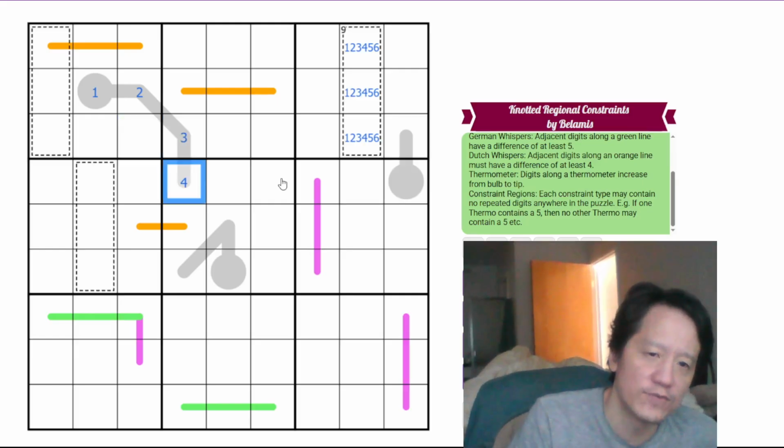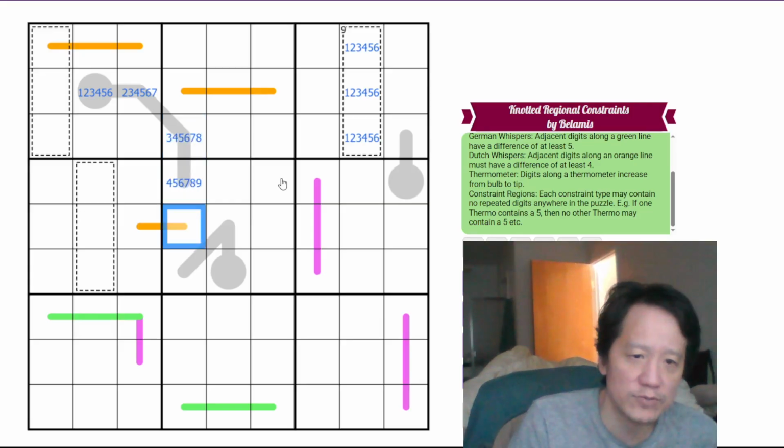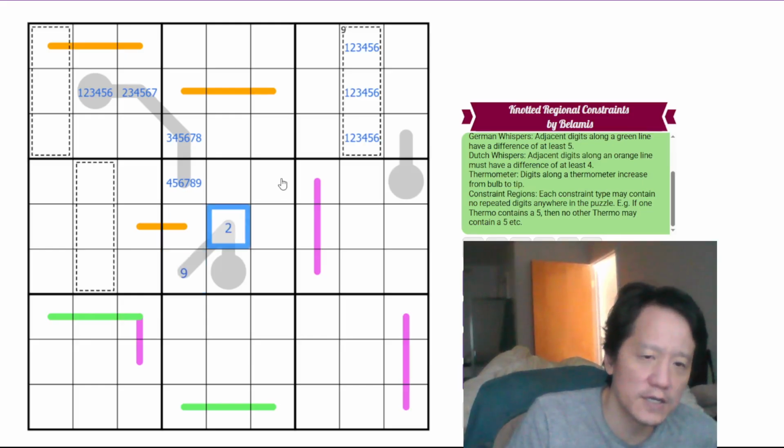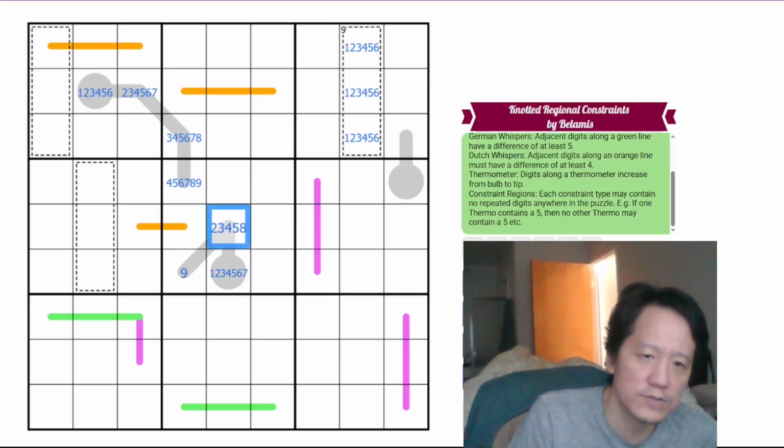2, 3, 4, 9, 8, 7, 6. This is 1 through 6, 2 through 7, 3 through 8, 4 through 9. That's not going to be that restrained. This is 9, 8. You can also do it in reverse: 9, 8, 7, and this is 1. So 1 through 7, 2 through 8, and 3 through 9 here.